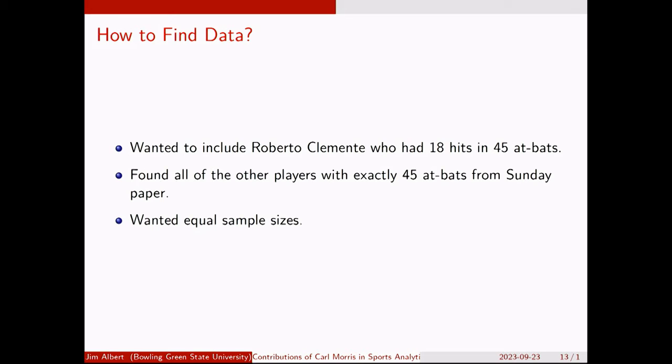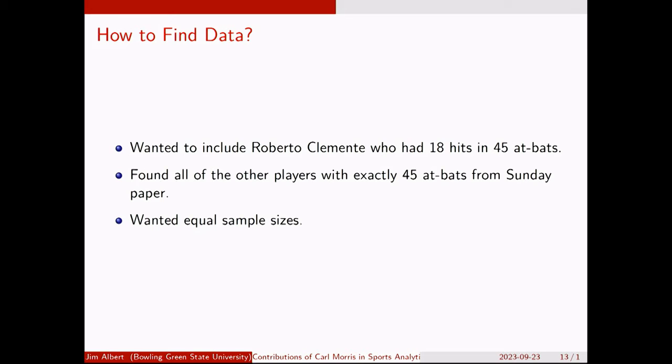Now, Roberto Clemente was the big star at the time, so they wanted to use Roberto Clemente. That day they looked at the paper, he had 18 hits for 45 at-bats. It's a .400 batting average. By the way, a .400 batting average is sort of a magical number in baseball because nobody has hit that for a long time.